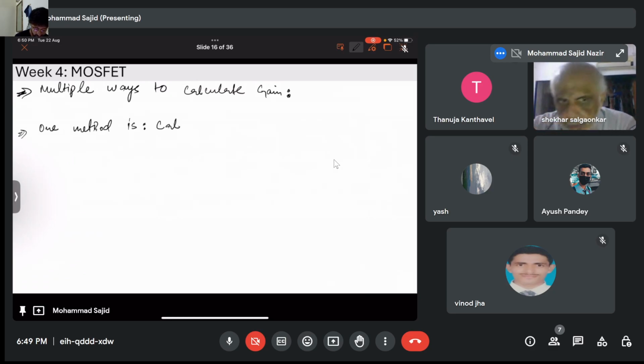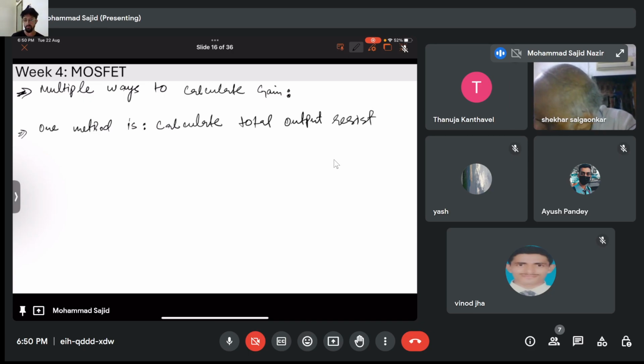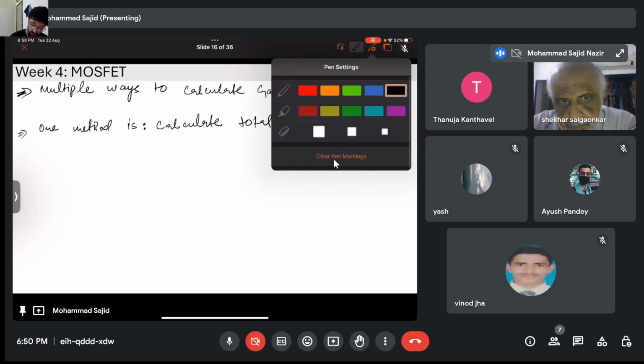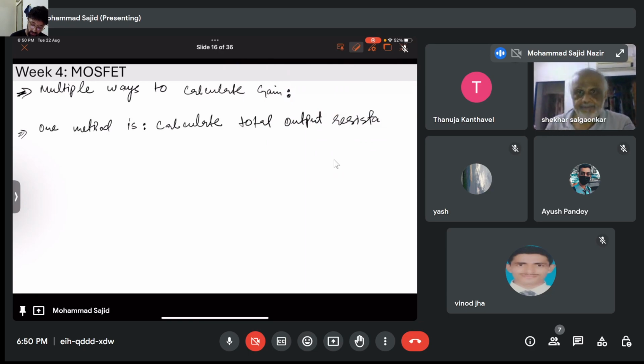calculate total output resistance. What is the gain actually? You give the input. Then you see what is the intrinsic transconductance, and you multiply them, you get the gain of this, right?